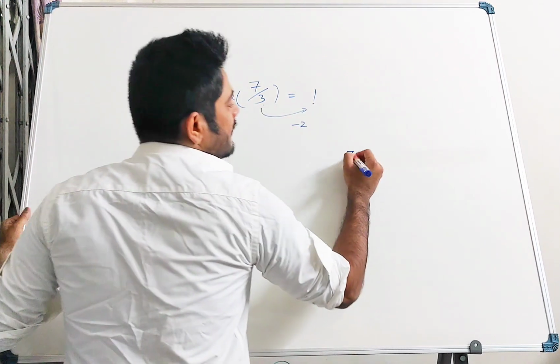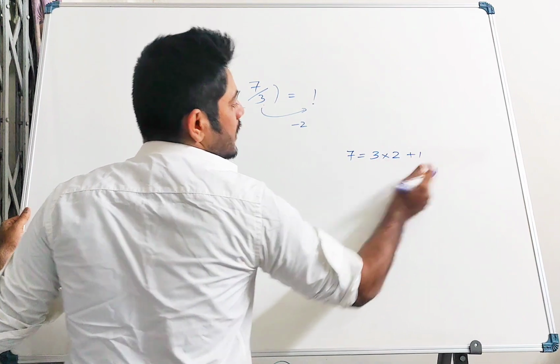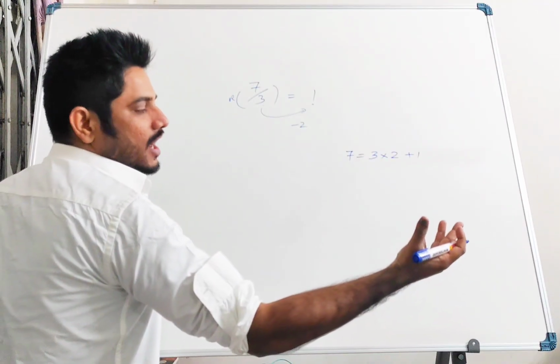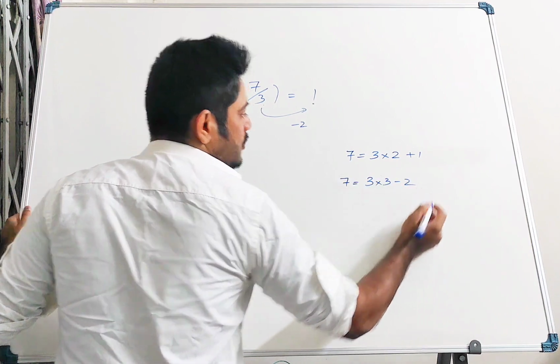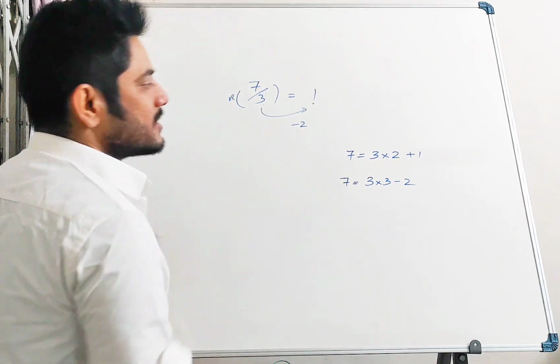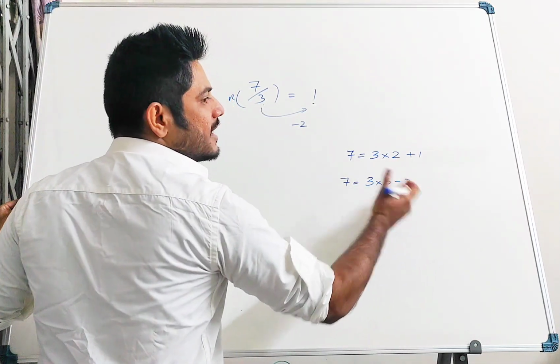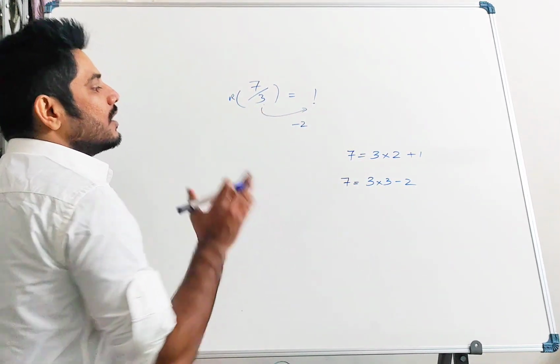Why? Because 7 can be written as, firstly, 3 into 2 plus 1, that is n equal to qd plus r, or I can also write it down as 3 into 3 minus 2. So as you can see, there are two remainders. One is the standard positive remainder and the other one is the negative remainder. This is very important. You will get to learn why.